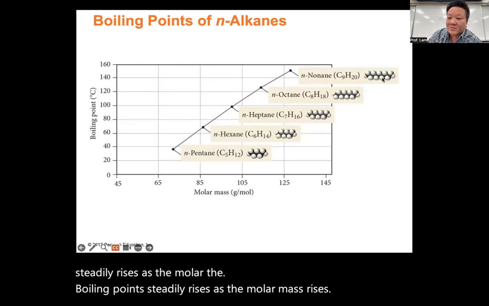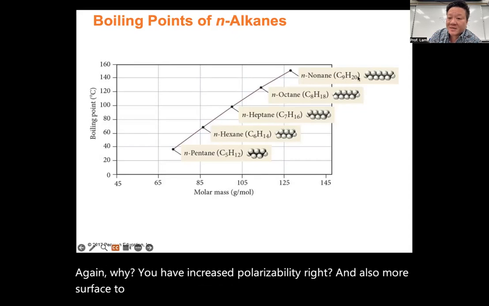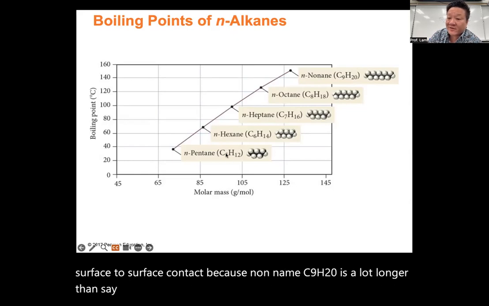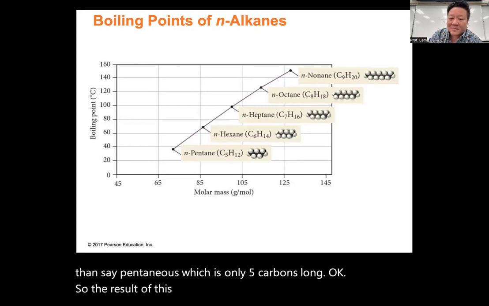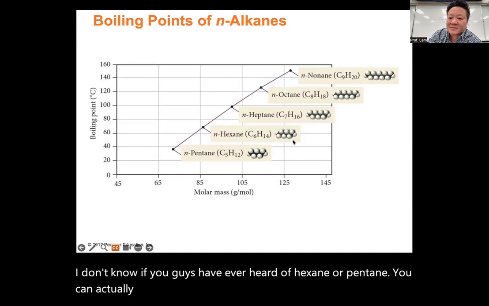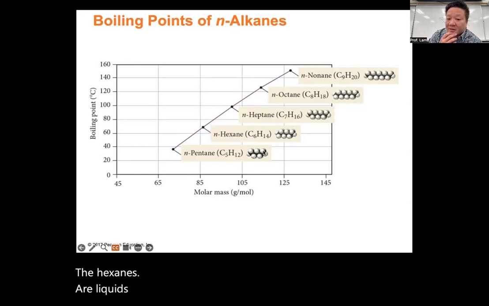Well, again, why? Well, you have increased polarizability, right? And also more surface-to-surface contact, because nonane, C9H20, is a lot longer than, say, pentane, which is only 5 carbons long. Okay. So the result of this is, I don't know if you guys have ever heard of hexane or pentane. You can actually buy hexanes at a hardware store, I believe. Hexanes and pentanes are liquids at room temperature.